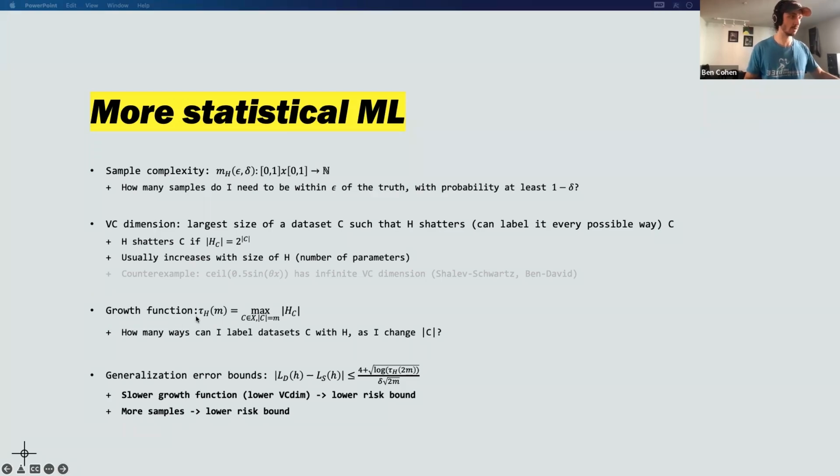There's the growth function, tau, with respect to a hypothesis class. This just asks the question, how many ways can I label this small data set C with my hypothesis space? And what happens as I change the size of C, going from a data set with one point to two points, to 10 points? How many functions are there that my hypothesis space can represent?